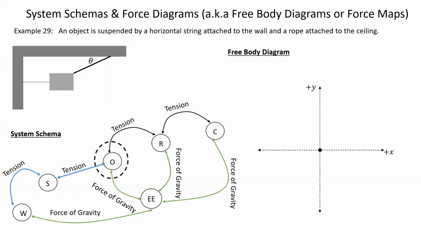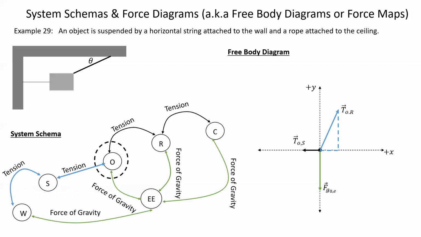Since it's not accelerating, we can use any coordinate system we choose, and I'm going to choose a typical coordinate system that you use in math. The force of gravity would be straight down. There would be a tension force from the rope that's upward on the object, so I'm calling it tension on object from rope. And there would be a tension on the object from the string that's toward the left.